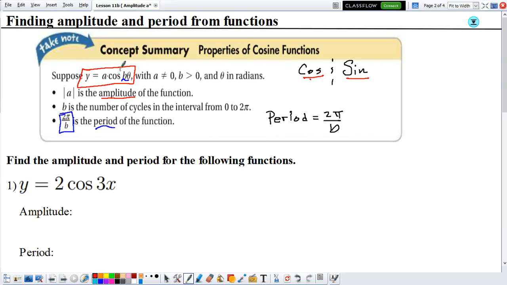Again, the amplitude is the number in front of the function, and the number that is inside the function, we're going to call that our b, which we can use to find the period because the period is 2 pi over b. And again, this is only true for sine and cosine functions. So let's do some examples.